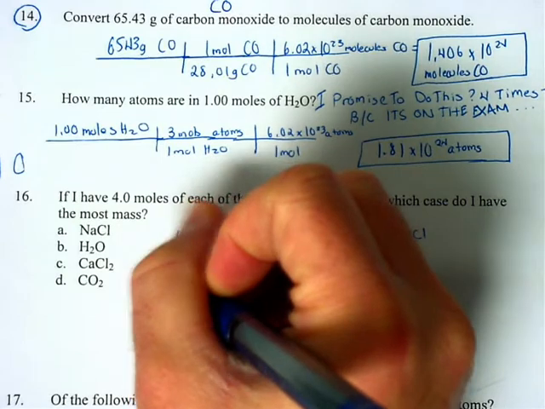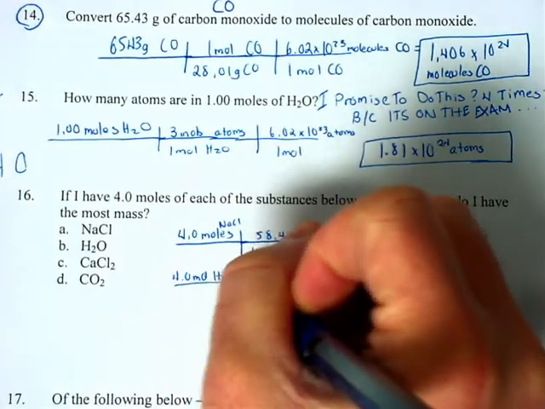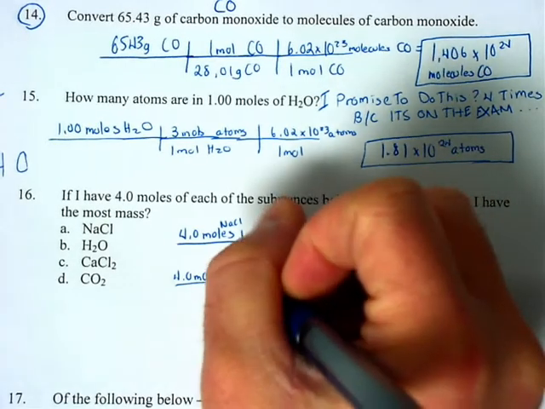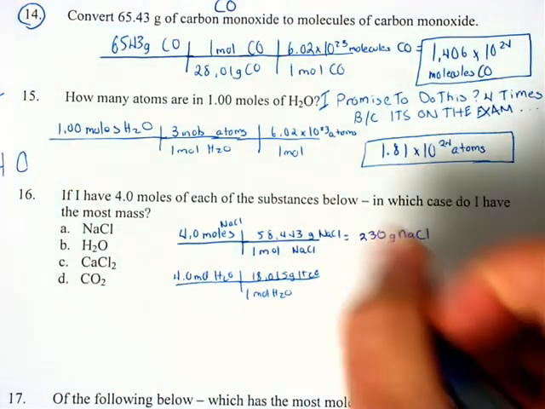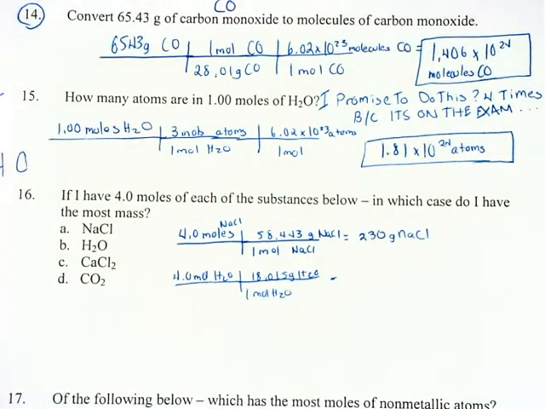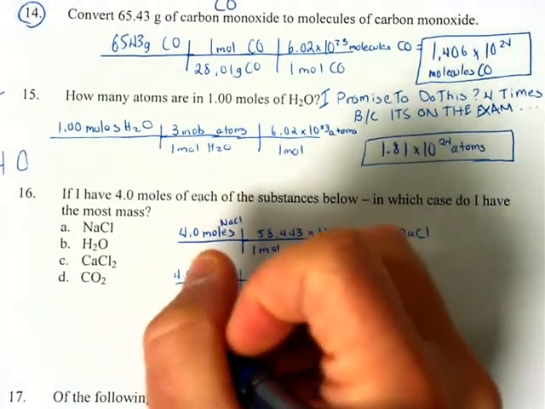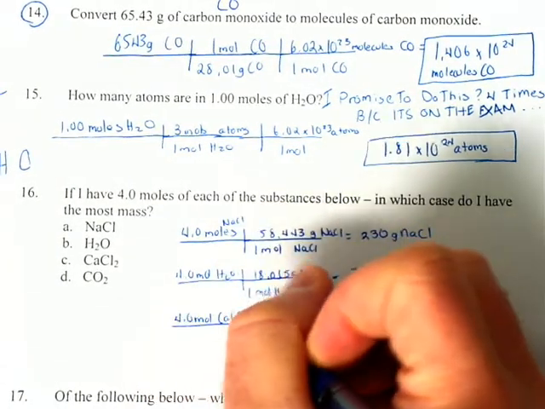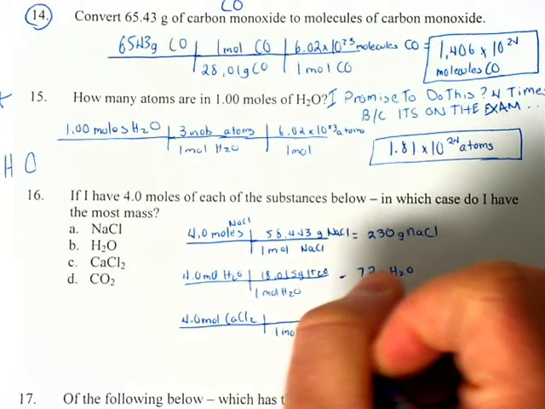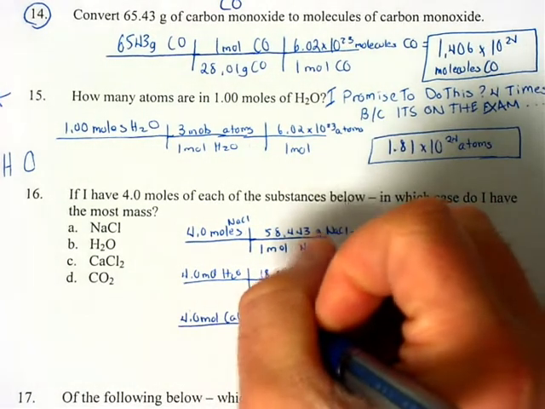Then 4.0 moles of H2O. And 1 mole of H2O is going to be how many grams? 18.015, right? It's the molar mass of it. Correct? That's going to be about 72 grams of H2O. For CaCl2, starting out with 4 moles of that, 1 mole of CaCl2 is going to be what? 110. So yeah, you get something in the 440 range.